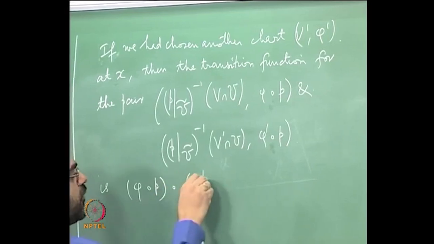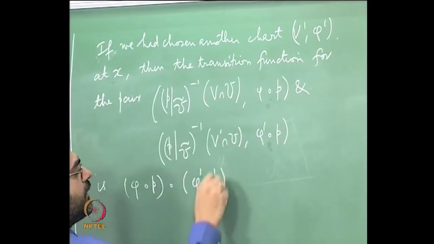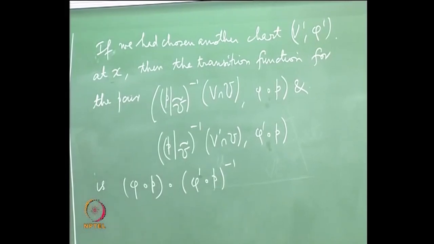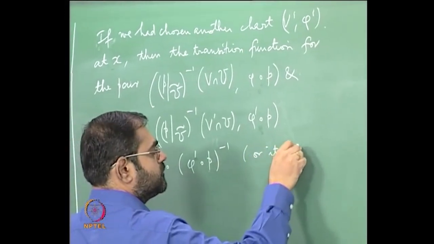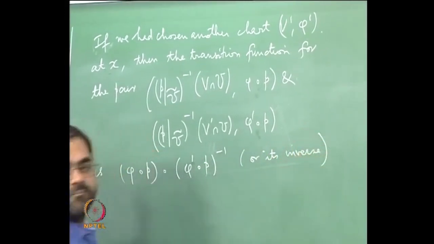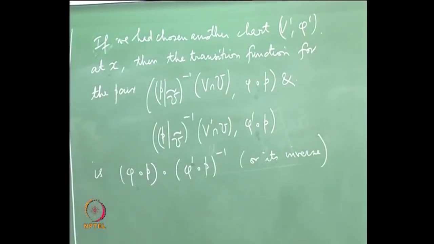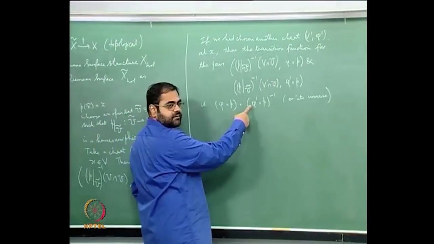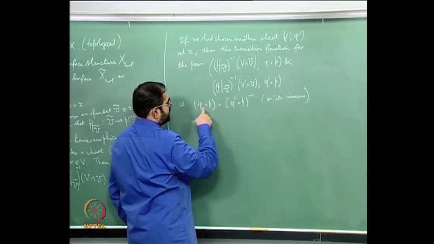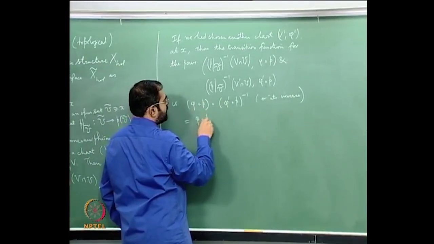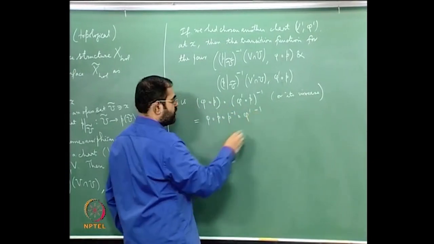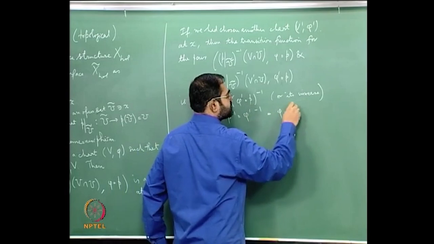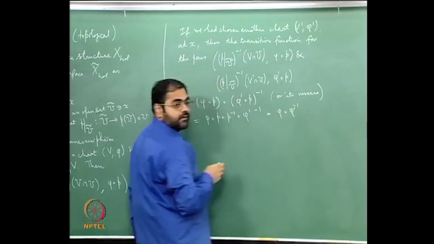So in this case the transition function will be phi circle P, the inverse of one followed by the other, or of course its inverse, depending on which order you take it in. But what is this? If you write it down, it is phi circle P inverse circle phi prime inverse. So you will simply get phi circle phi prime inverse. But what is this?